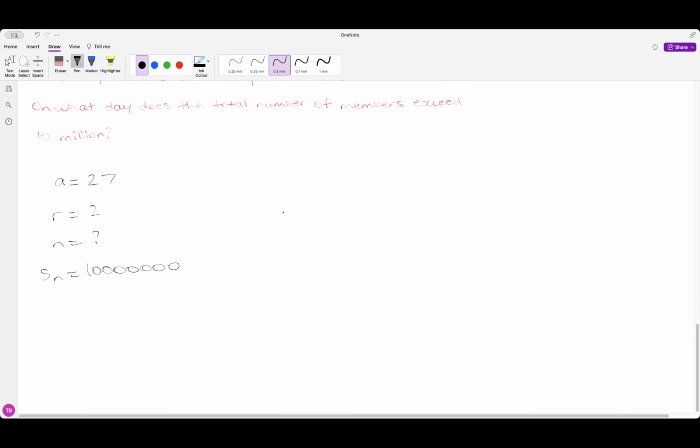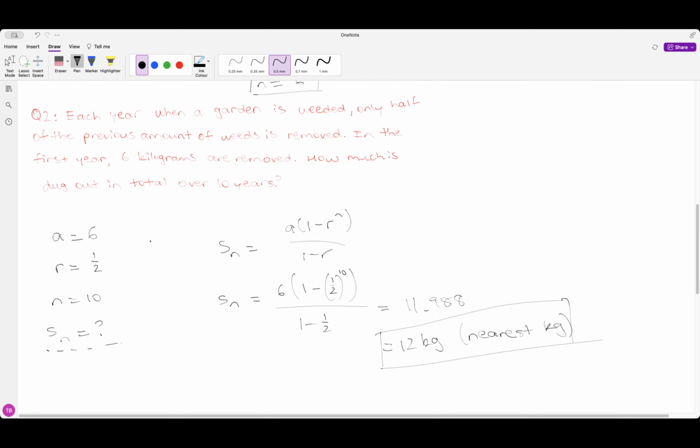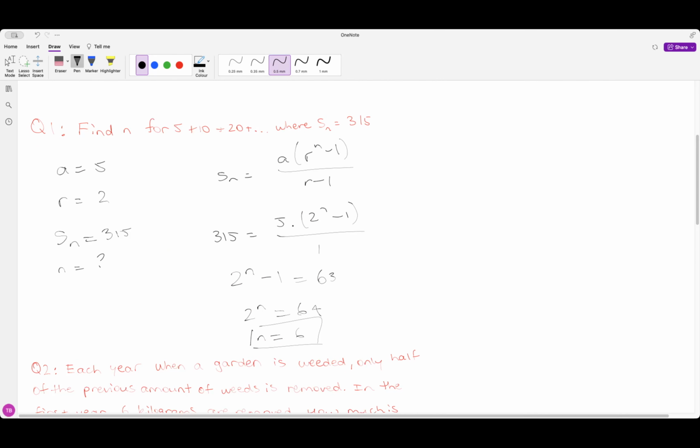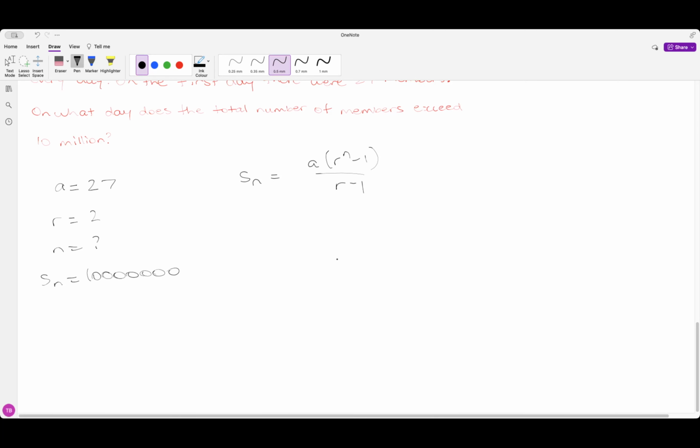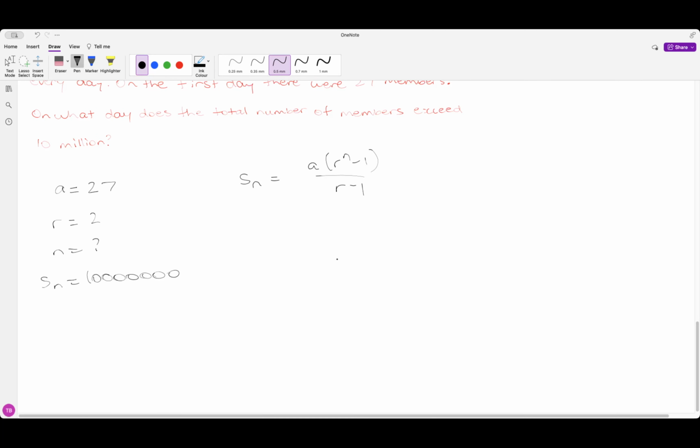So coming back, I'm using my R equals 2, so I go back to using this formula. I'm going to rewrite that, because my R is greater than 1. And again, I'm just going to sub everything in, except now I'm finding N. So I go 10 million equals 27 times 2 to the power of N minus 1 over 2 minus 1, which is just 1.